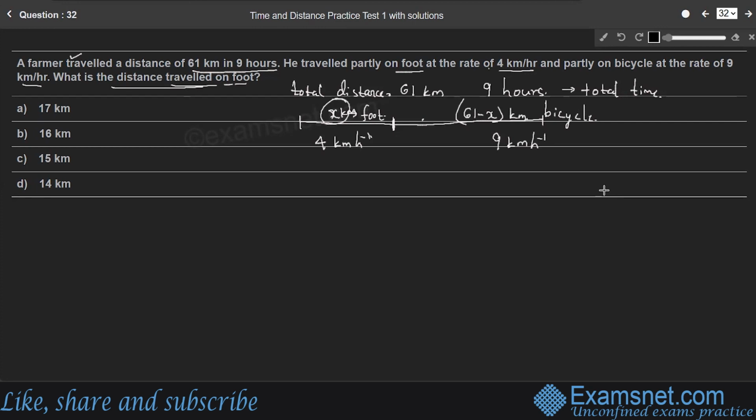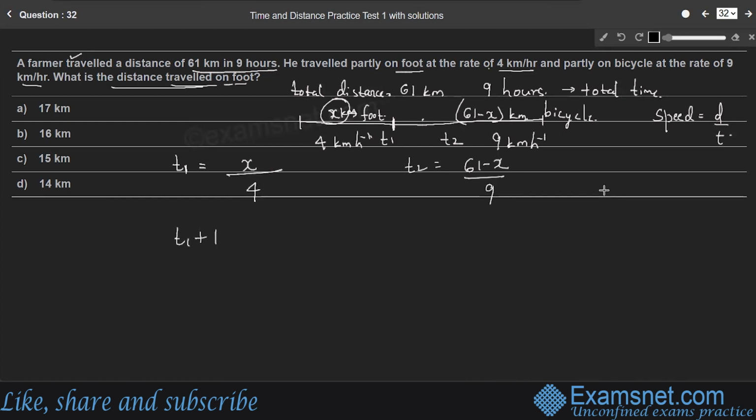So we'll consider T1 and T2 to be the time taken by him in two different situations. Here T1 is the time taken to travel on foot. We know the formula for speed is equal to distance by time. Therefore, time becomes distance by speed. In the first situation, the time taken by him is distance x kilometer by speed 4, whereas T2 is the remaining distance, 61 minus x, by 9.